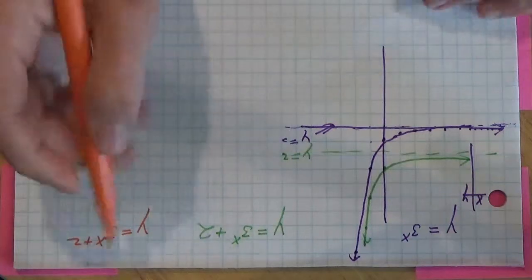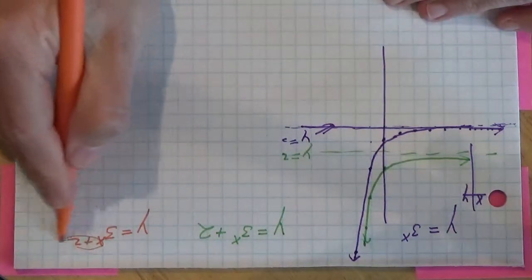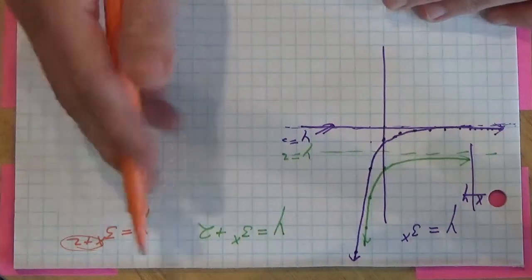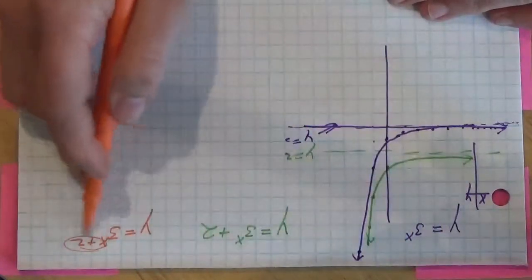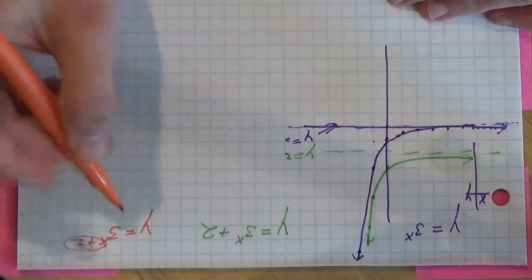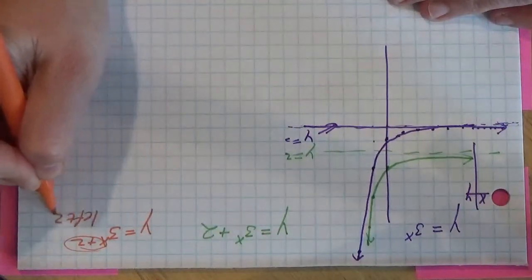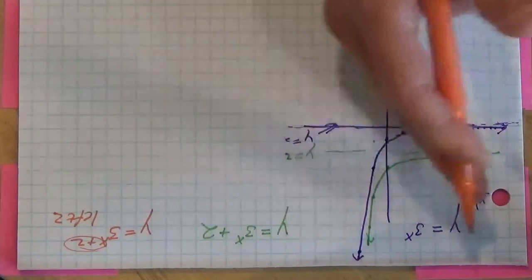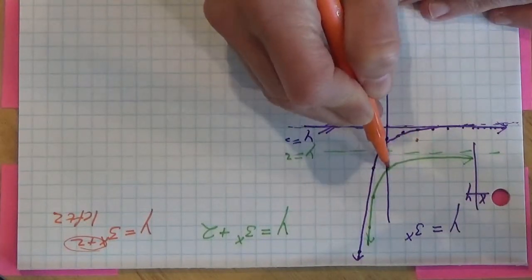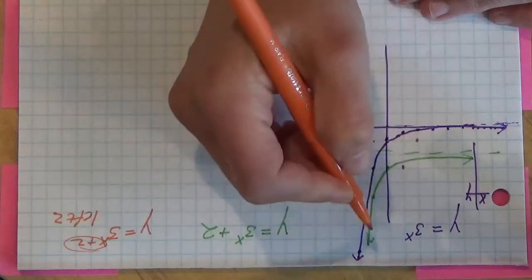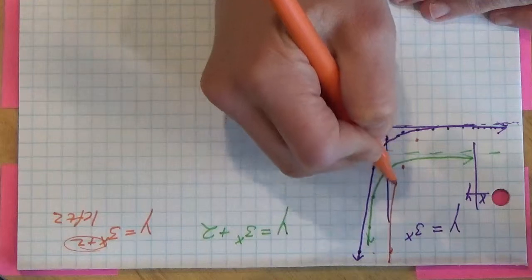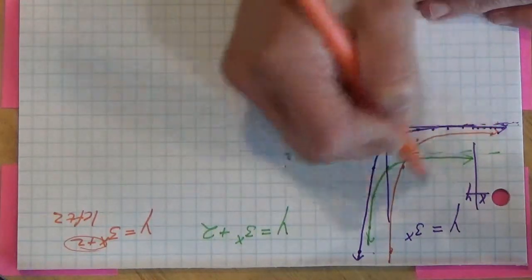And then if the plus 2 is grouped in with the x, it'll shift horizontally, the opposite way you'd expect it. When it's grouped in like that, it needs to be undone. So this is going to go left 2. Every point will shift to the left 2. So that point goes left 2, that point goes left 2, this point goes left 2, and you end up getting this lovely graph.